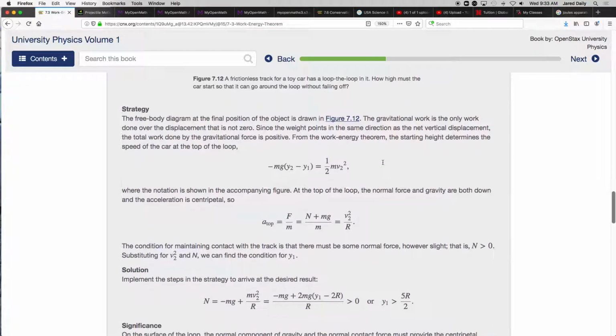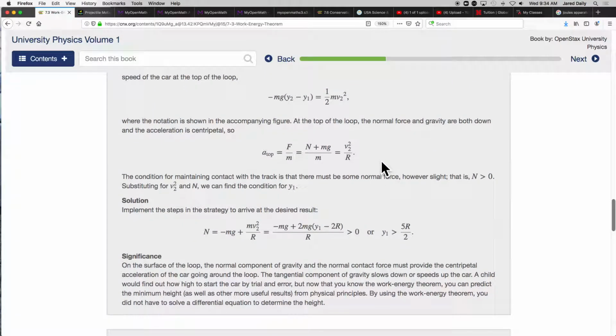So what they're showing here is the equation for the work energy theorem, right? And here they're going to show Newton's second law: acceleration at the top has to equal the force over the mass. There are going to be two forces, mg and the normal force, and divide that by m to solve for the acceleration. The acceleration at the top also has to equal v2 squared over r, because that is how we define the acceleration of an object going around in a circle.